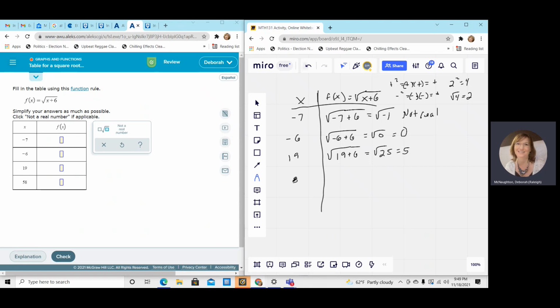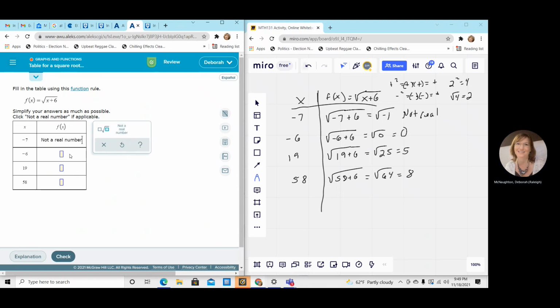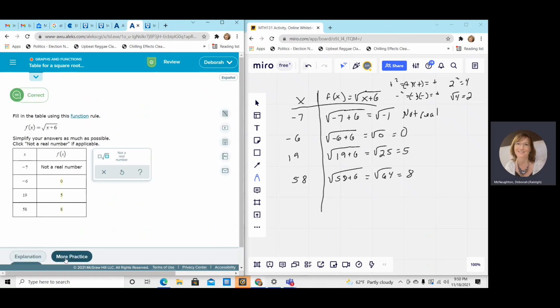And then I do 58, and the square root of 58 plus 6 is the square root of 64, and 8 squared is 64, so this is 8. So the answers here are, this first one is not real, so we click this, not a real number. This next one is 0. F of 19 is 5, and F of 58 is 8. So that's how we do those.